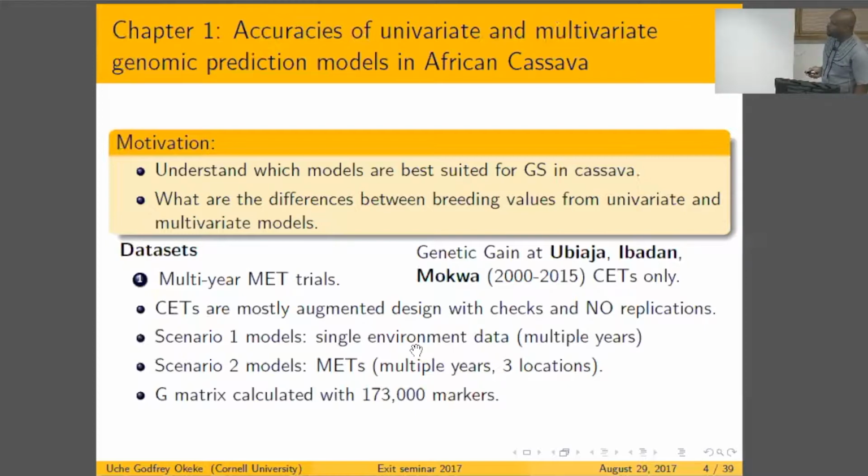So we used what we call clonal evaluation trial data only. And in cassava breeding, clonal evaluation trials are where we impose heavy selection on the breeding germplasm. So CETs are mostly augmented designs with checks, and there are no replications. And this is because of the cassava biology. We plant in stakes, so you can't get enough stakes to do replication.